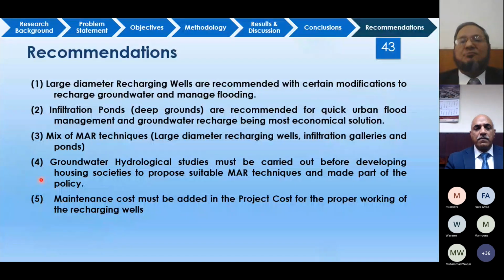Groundwater hydrological studies must be carried out before developing any housing society and for proposing suitable MAR techniques, and it should be made part of the LDA policy or any city policy. Next, maintenance cost must be added in the project costs for the proper working of the recharging wells. Like 50% of the recharging wells are now not in working condition. If the maintenance cost had also been added in the project cost, all these recharging wells could be working now. So with this, I conclude my presentation.